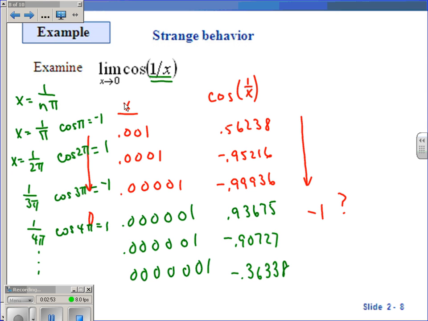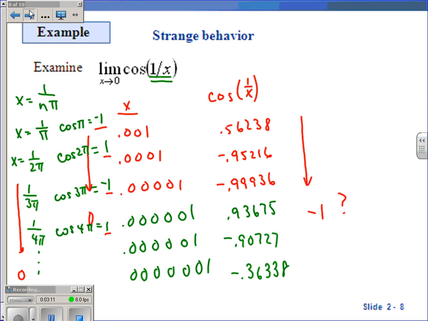Now, look at these particular x values. 1 over pi, 1 over 2 pi, 1 over 3 pi, these values are actually getting closer and closer to 0. But look at what happens to the function values. Negative 1, 1, negative 1, 1, negative 1. It just continues to flip-flop back and forth between negative 1 and 1.